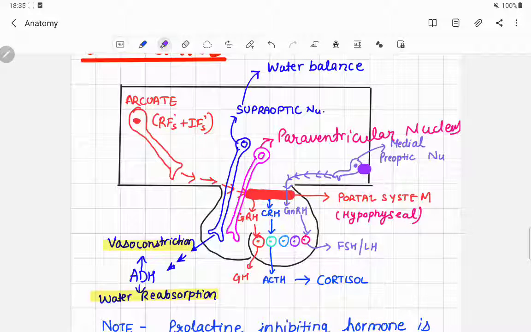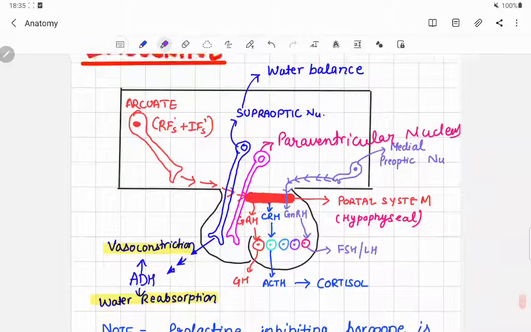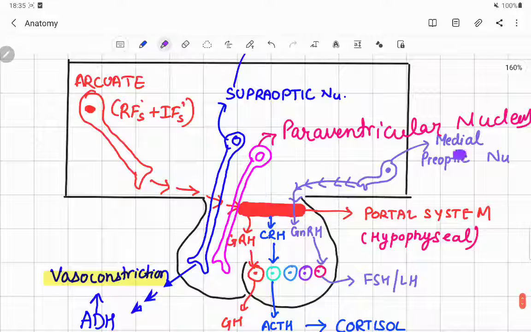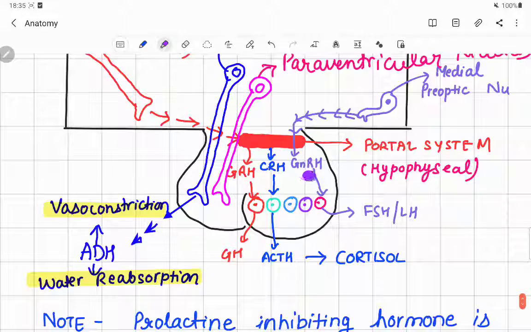Alright. So the other nucleus, the medial preoptic nucleus, is also an important nucleus. This medial preoptic nucleus has a specific function, that is, it helps in releasing the gonadotropin releasing hormone. All the other releasing and inhibiting hormones were released from the arcuate nucleus, but specifically the gonadotropin releasing hormone is released from the medial preoptic nucleus. The gonadotropin releasing hormone stimulates the further release of FSH and LH.